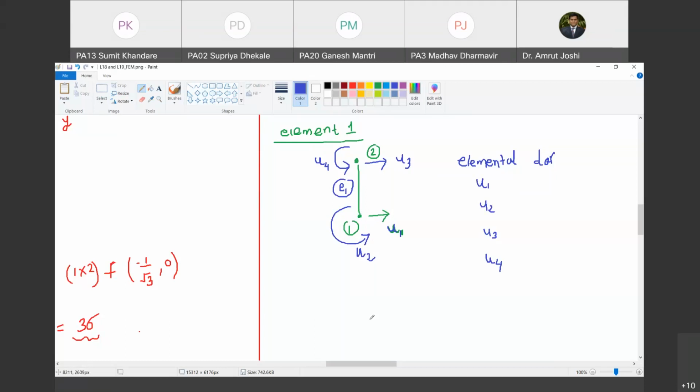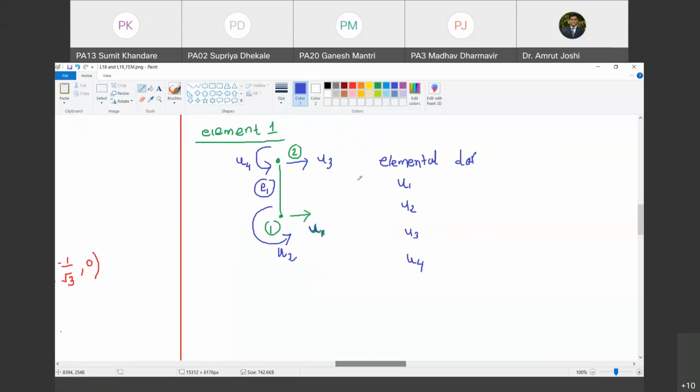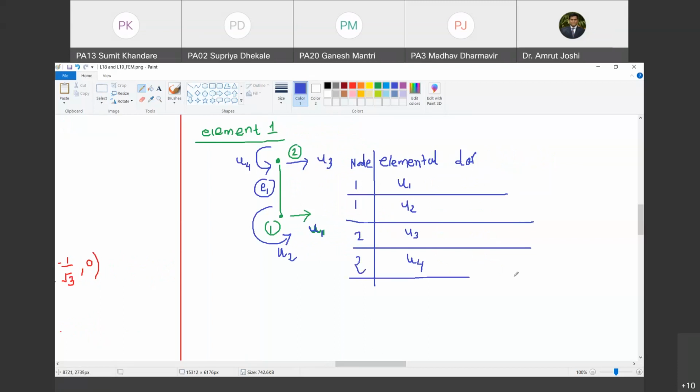Do you agree with me? Yes, sir. So I will also mention node numbers here. What are the node numbers? So U1 and U2 are degrees of freedom at node number 1. U3 and U4 are degrees of freedom at node number 2. Do you agree with me?